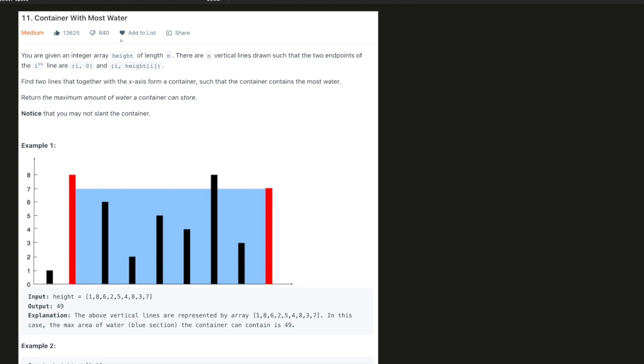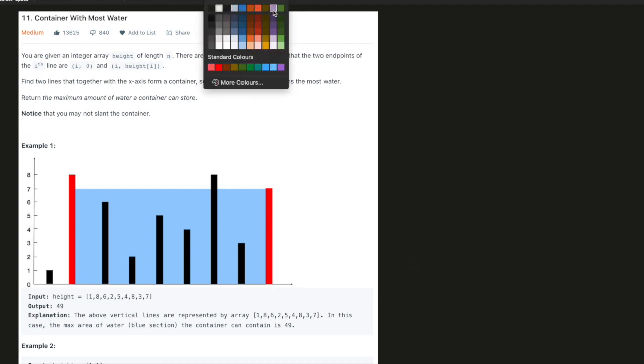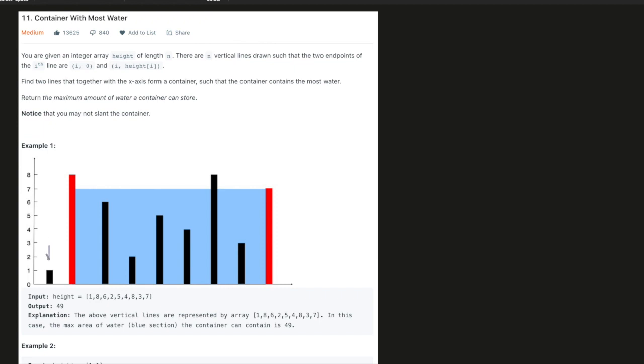Okay, so let's move on to solving this problem, or explaining how it was solved. So the optimal approach here was to have a left and right pointer. So the left pointer will point to the leftmost or the starting bar, and the rightmost pointer will point to the rightmost or end bar.